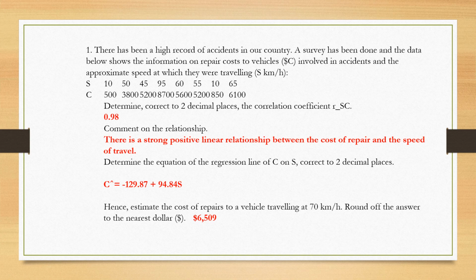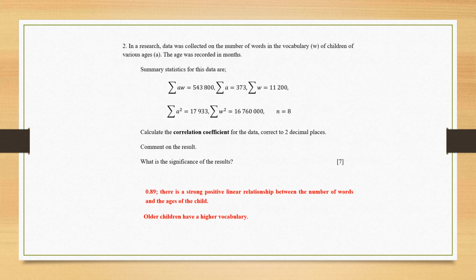Question 1 is quite direct. You plug everything into the calculator and you should be able to get your R, comment on the relationship, find the regression line and estimate. That should be a problem. Question 2 also shouldn't be a problem. Use the formulas given to you in the formula sheet, comment on the result and write the significance.